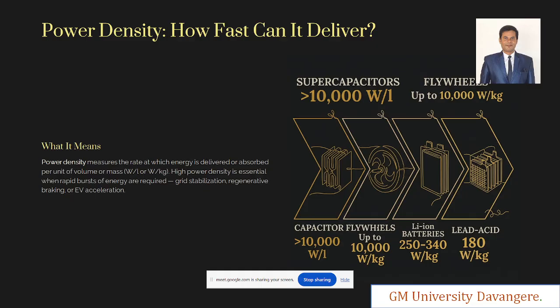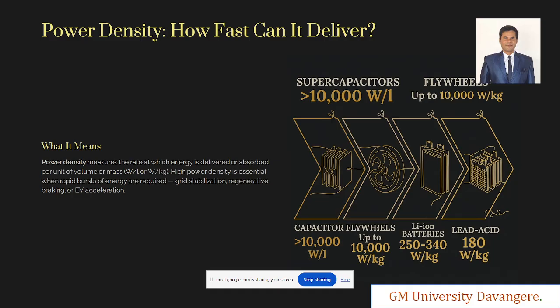As I gave the example in the last class, we talked about the ultra capacitors, right, which are mainly used for electric vehicles. It will charge faster and it will discharge very quickly. So the power is going to be discharged quickly and power is going to be absorbed very quickly. That's why these ultra capacitors or super capacitors are used in most of the electric vehicles, right? So the power density measures the rate at which the energy is going to be delivered or absorbed per unit volume or mass, right?